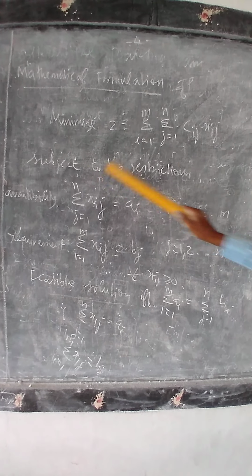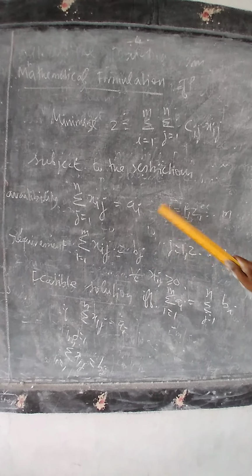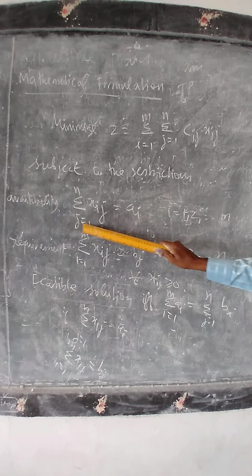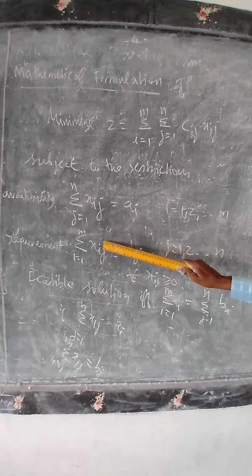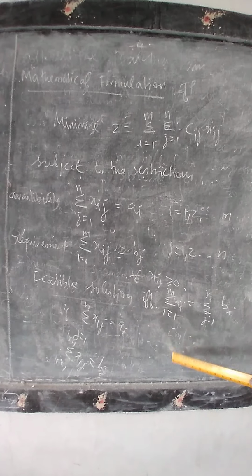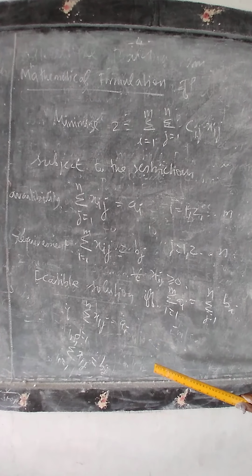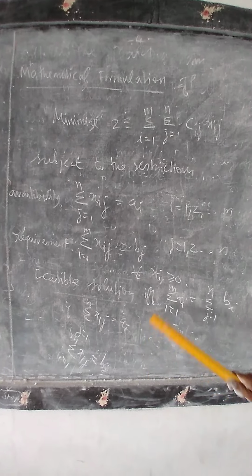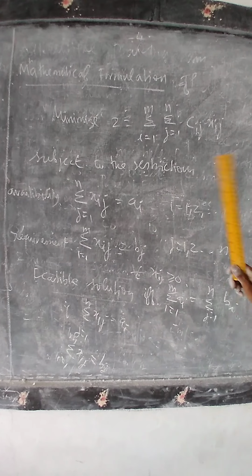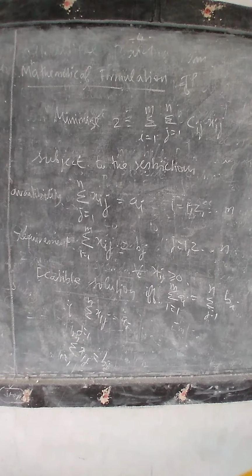Then subject to the restrictions, the availability and the requirement from all the sources should be equal. Then the allocation should be made from the warehouses to the stores. You have to find the optimal solution, that is, minimize the transportation cost. This is the objective of the transportation problem. The very first method is the northwest corner. Is there any doubt? Thank you.